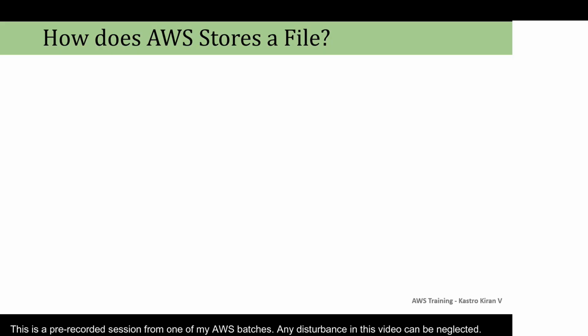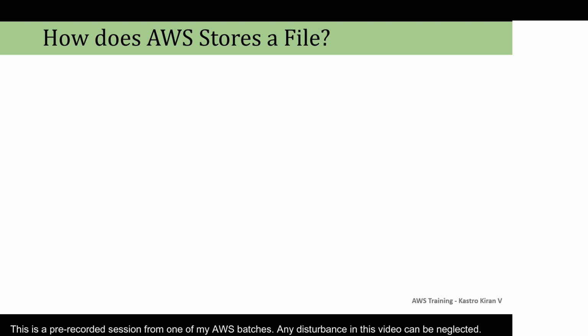How AWS stores a file. Okay, how AWS stores a file. So in the last class, I was mentioning that based upon the availability zones that are available in a region, those many copies will get stored in the backend. That is what I was mentioning.